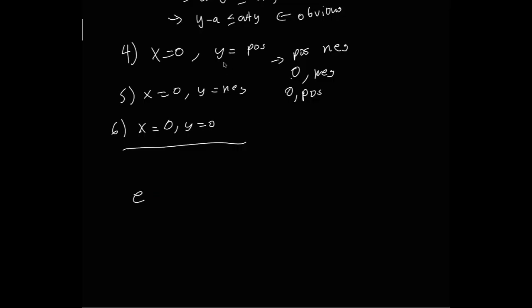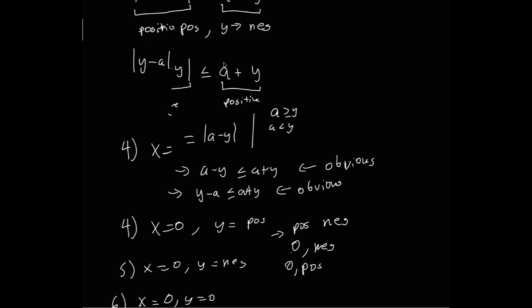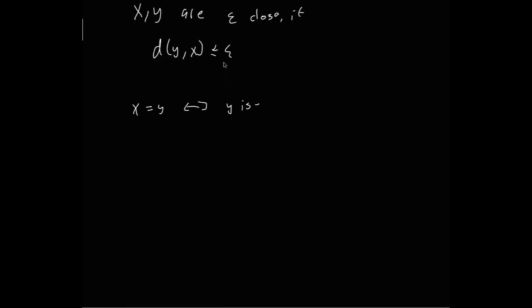So we say that two numbers x and y are epsilon close, or e-close, if the distance between y and x is less than or equal to epsilon. There's tons of stuff we can prove about epsilon closeness. Namely, we can prove that if x equals y, then this is equivalent to saying that y is epsilon close to x for all epsilon greater than 0.